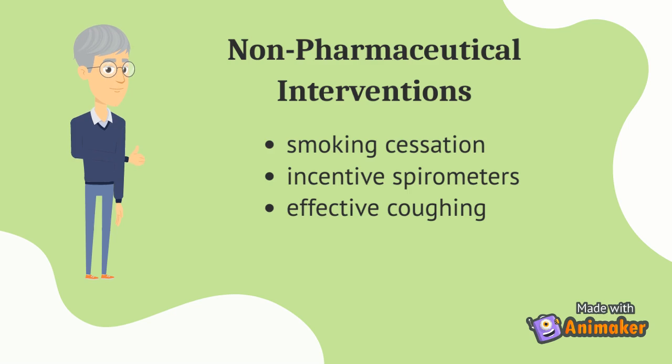So priority number one is smoking cessation. This is the most significant factor in slowing the disease progression. Next, we focus on breathing therapy by incorporating pursed-lipped breathing, encouraging incentive spirometry, and ensuring effective coughing. Additionally, slow walking for 15 to 20 minutes every day has been proven to reduce severe flare-ups and to reduce muscle atrophy.